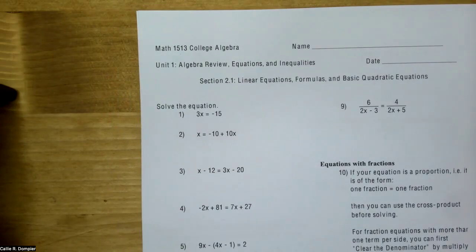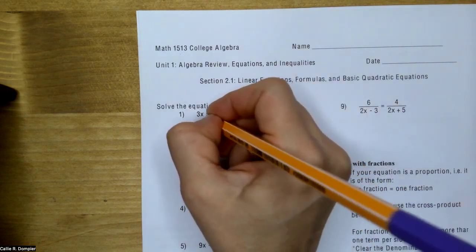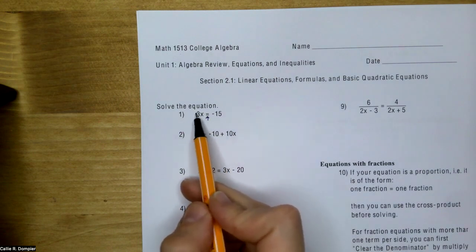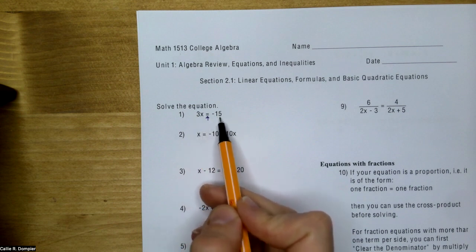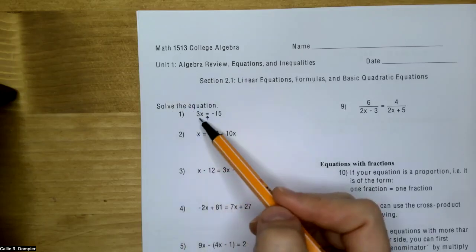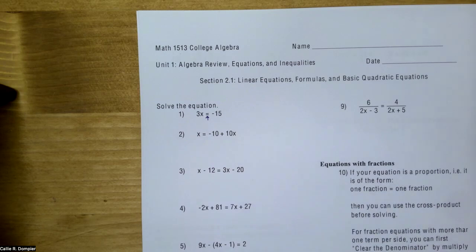For number one, it just says solve the equation 3x equals negative 15. What should we know about a linear equation or any equation? The difference between an equation and an expression in algebra is that an equation has an equal sign. Okay? That equal sign is like a wall. It's saying that everything on this side of the equal sign is the same as everything on this side of the equal sign. That's why when we're solving for x, anything we do to one side of the equal sign, we have to do to the other side. It's to maintain the equality of the equation.